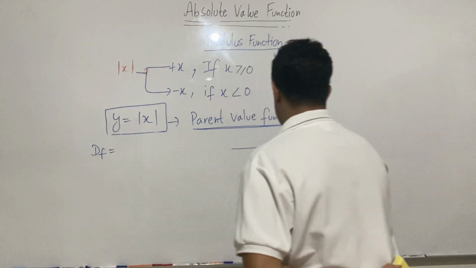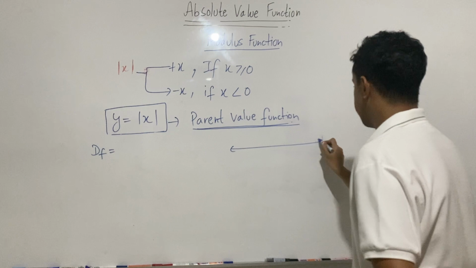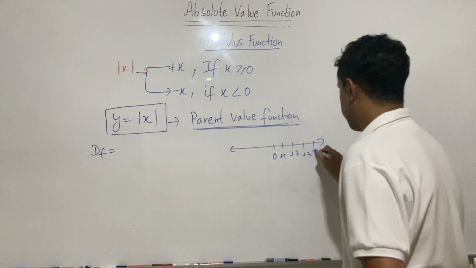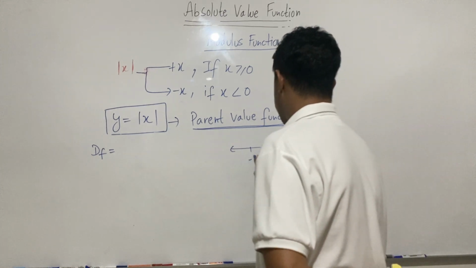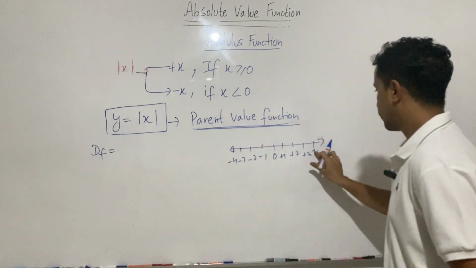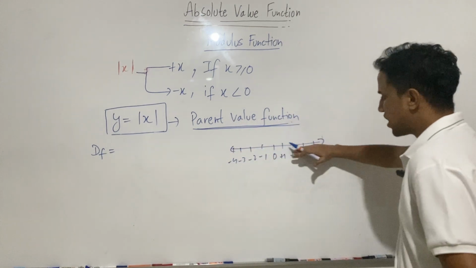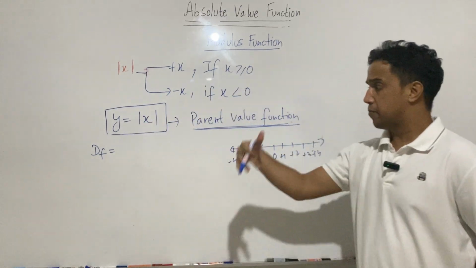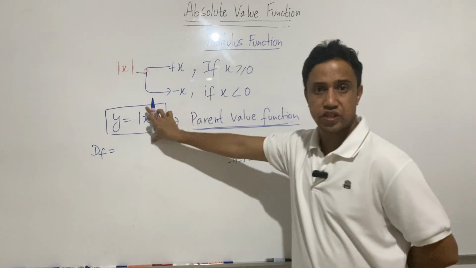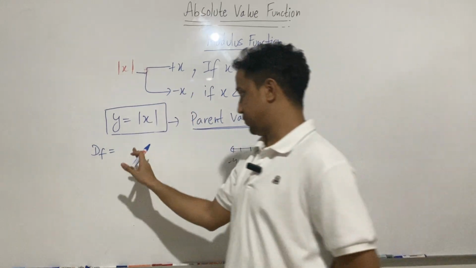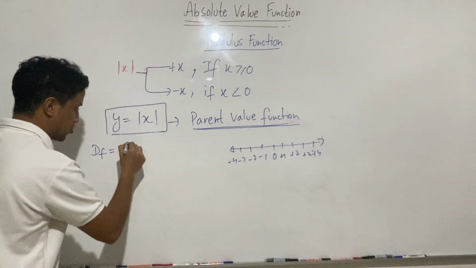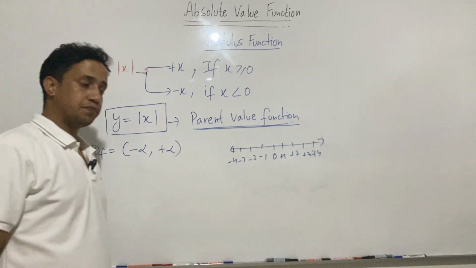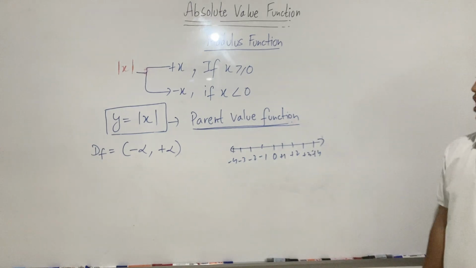For example, see here, this is my number line. Here I have 0, on this side positive 4, here negative -2, -3, -4, and so on. So I can put any positive integer, or I can put any negative integer. So I can say that I can put any real number. So the domain is going to be minus infinity to plus infinity. Okay, I hope you got it.